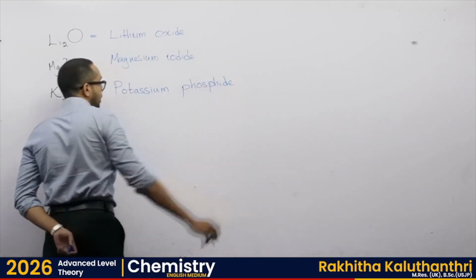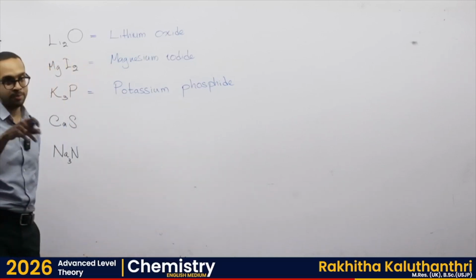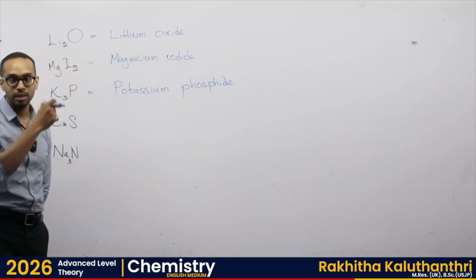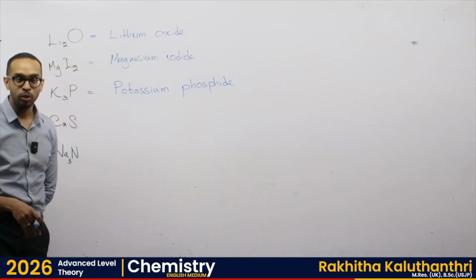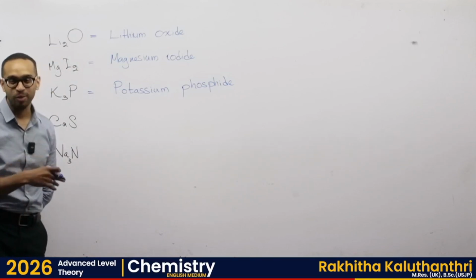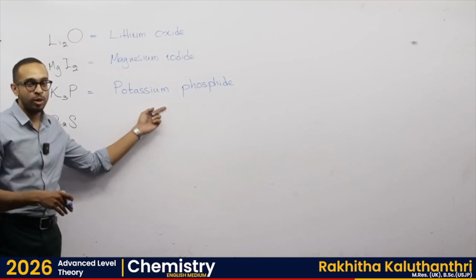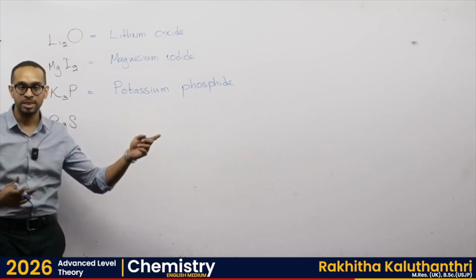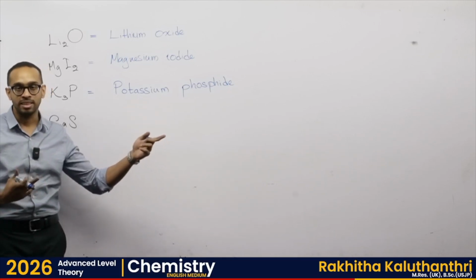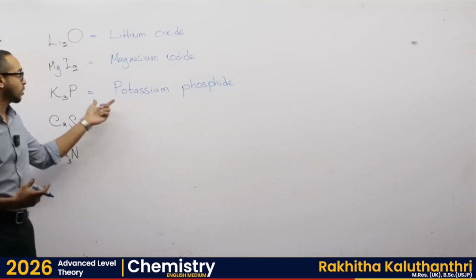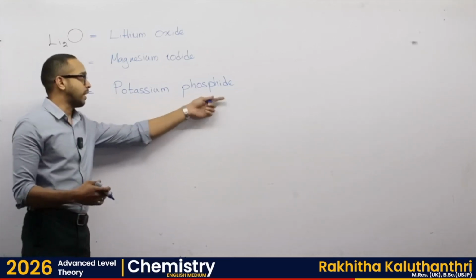Phosphide: the "fide" spelling is applicable for sulfur only. Phosphide, don't write it with F. Don't ask me why, it's how the naming system works. In the English language also, you have so many weird pronunciations and spellings, just like that. So this is called potassium phosphide.